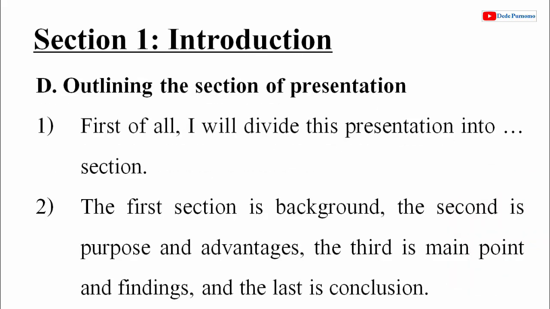D. Outlining the sections of the presentation. We can use "First of all, I will divide this presentation into blah blah sections." For example, "First of all, I will divide this presentation into 5 sections." And number 2, the first section is background, the second is purpose and advantages, the third is main point and findings, and then the last is conclusion.